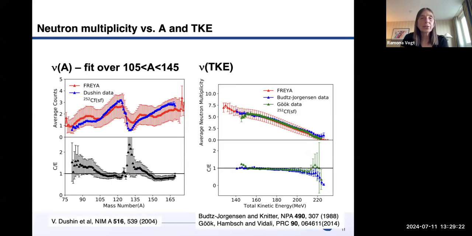So this is how the neutron multiplicity looks as a function of fragment mass and total kinetic energy. It fits the total kinetic energy a lot better. But I just want to mention the shape of this is referred to sometimes as a sawtooth. What's interesting here is around 132 for the mass number, you see a dip, a minimum in the neutron multiplicity. And this is because it's around 132.